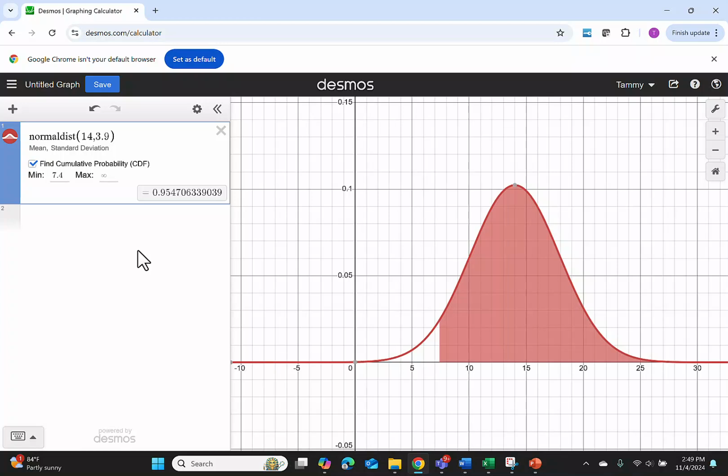Let's do one more with this distribution. We want to find the probability that x is between 11 and 15.7. So I put 11 as my min. I put 15.7 as my max. I have a shaded region that shows me the distribution, and it says that's 0.447666. Let's call that 0.4477.